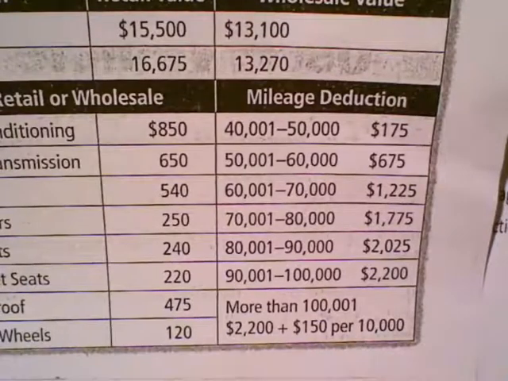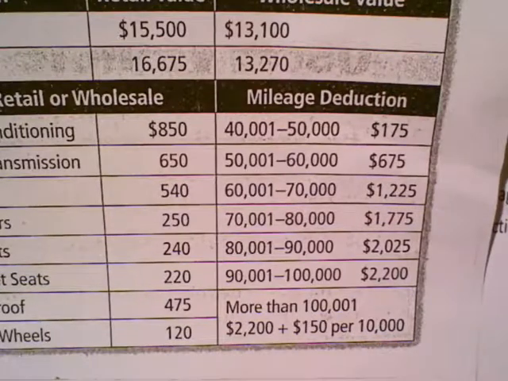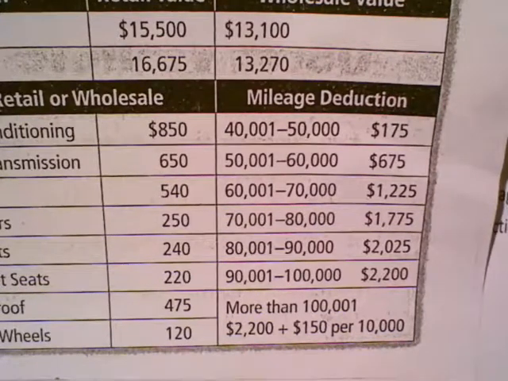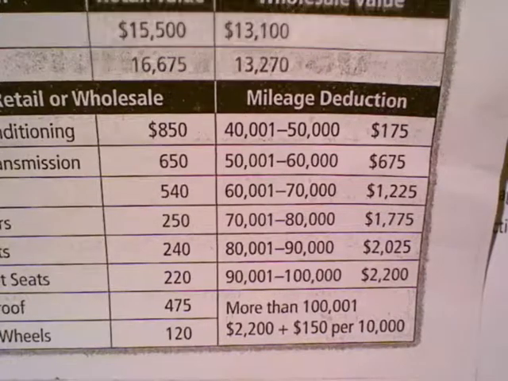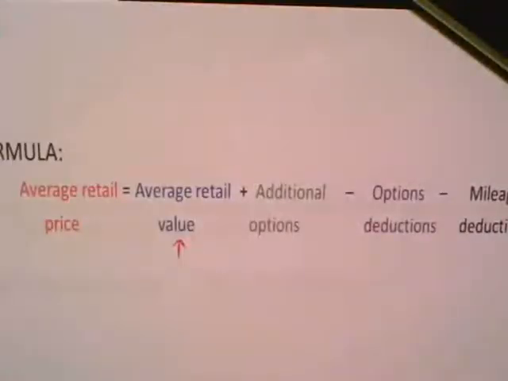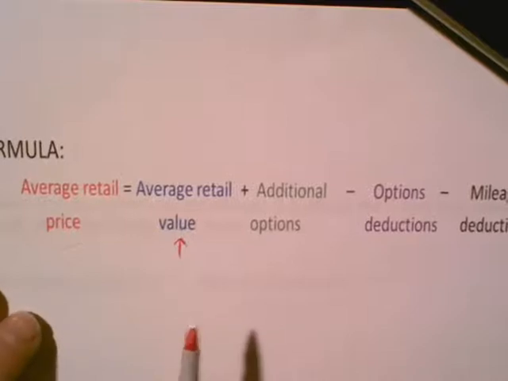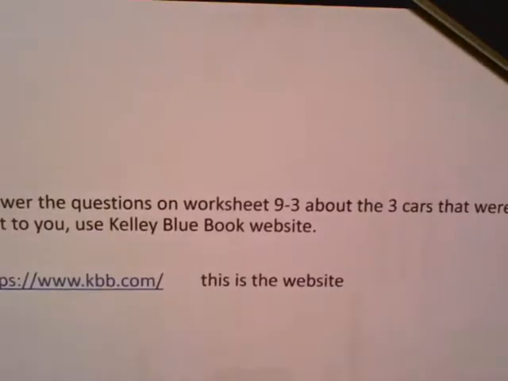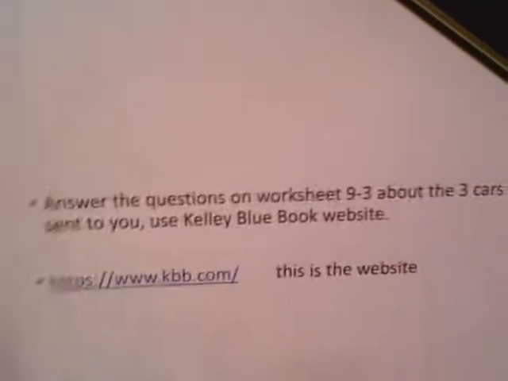But those are all things, again, we're not going to use this chart for what we're going to do, because we're going to let the computer do all that. And Kelley, the website, Kelley Blue Book, they take all that into consideration. We have to put in all the options and the things that the car has and the things that the car doesn't have. This is the website for Kelley Blue Book.